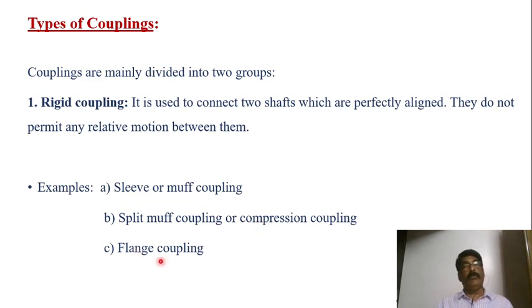So in case of a flange coupling, two flanges are used to connect the two shafts. Flanges are bolted together so that the two shafts are in perfect alignment. In this case, power is transmitted from one shaft to another.